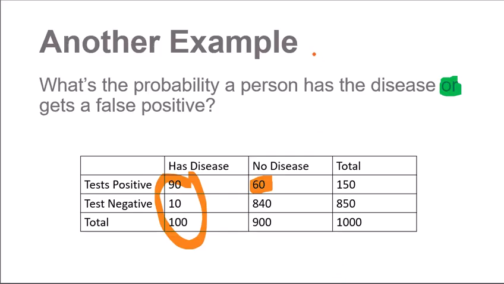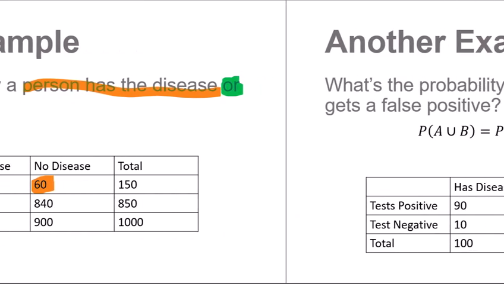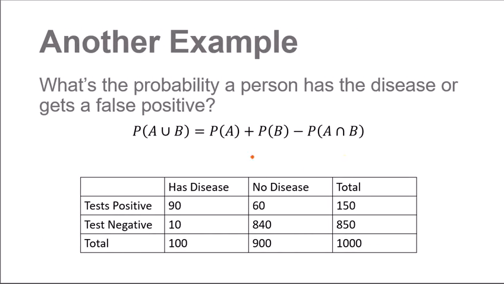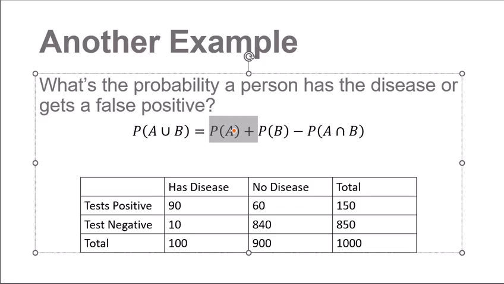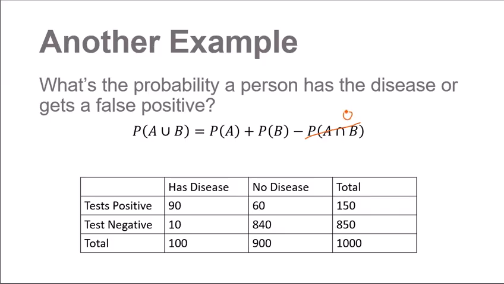So these two events, a person who has the disease or a person who gets a false positive, these are mutually exclusive. So when I do my calculation, there's not actually going to be an overlap between the two events. So I can still use my addition rule, but I'm going to see the probability of A and the probability of B, and then the probability of A and B, this is just 0. You cannot have the disease and get a false positive. Those are contradictions, because if you have the disease and test positive, that would be a true positive.